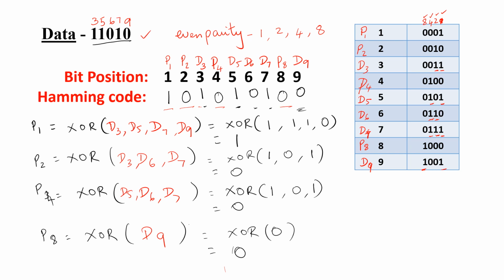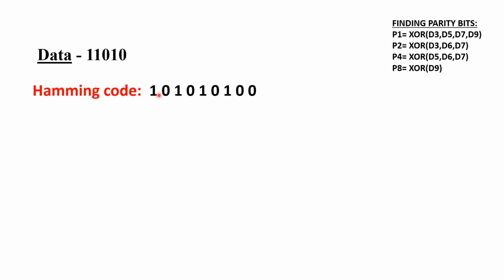So the Hamming code is 1 0 1 0 1 0 1 0 0. So this is the answer. This is the Hamming code that we have found for the data 11010. This generated Hamming code is now sent as a message to the receiver, and the receiver will check whether there is any error in it.